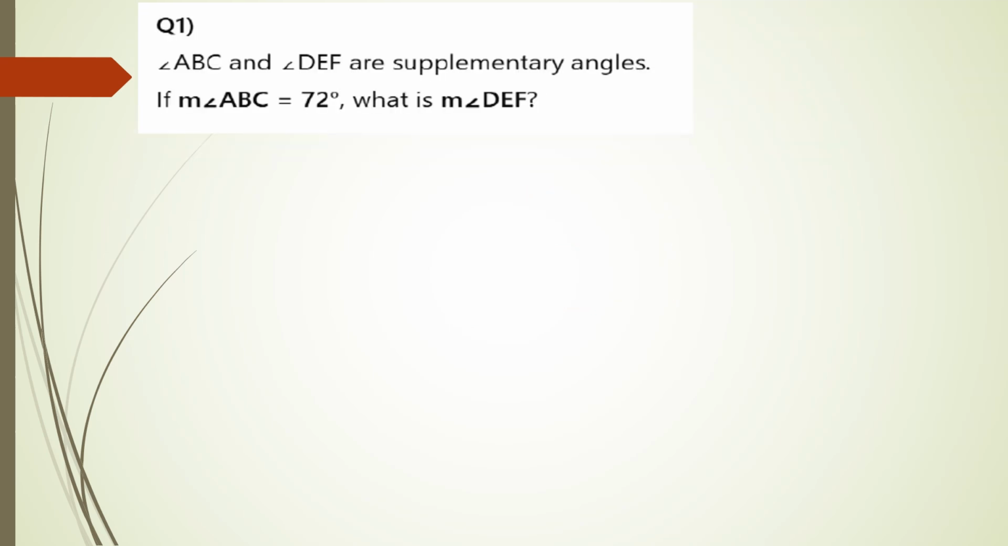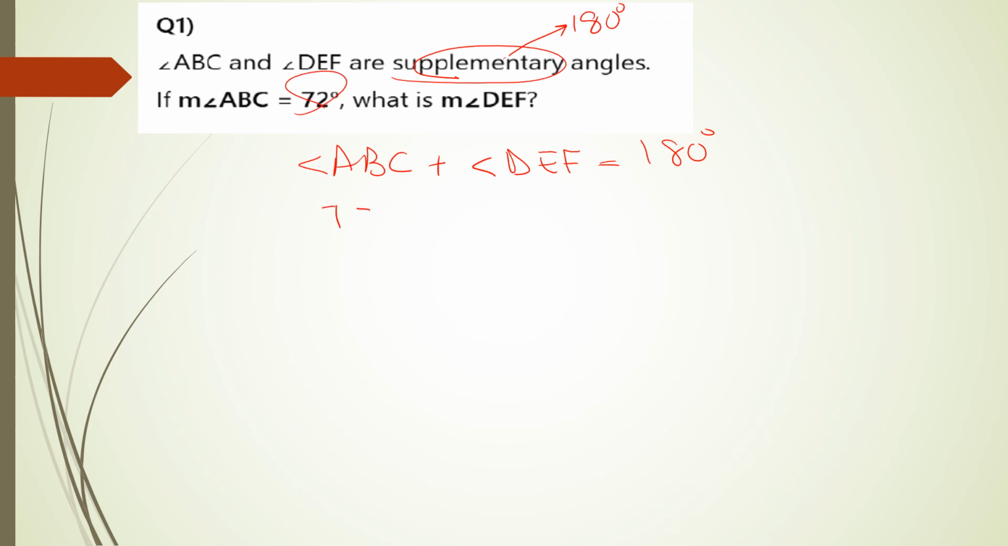Next question, angle ABC and DEF are supplementary angles. Supplementary angles means that they add up to 180 degree. So we will write angle ABC plus angle DEF. When you add them up, you will get the measurement of 180 degree. Angle ABC is given as 72 degree plus angle DEF, we have to find it out. And overall measurement is 180 degree.